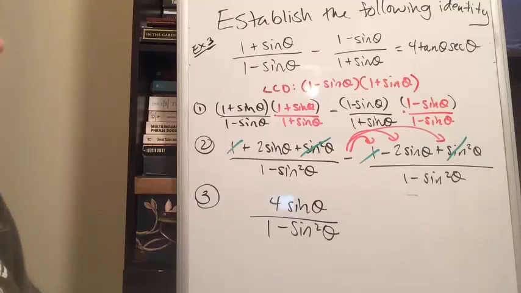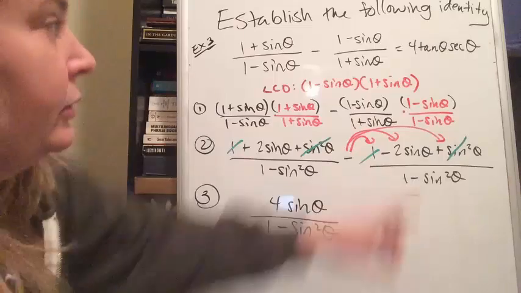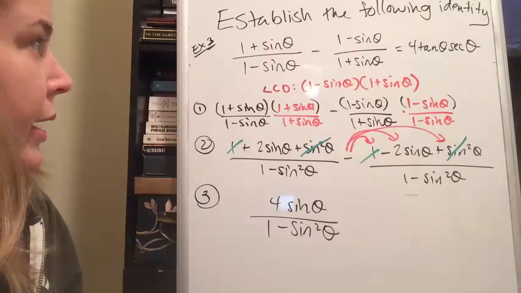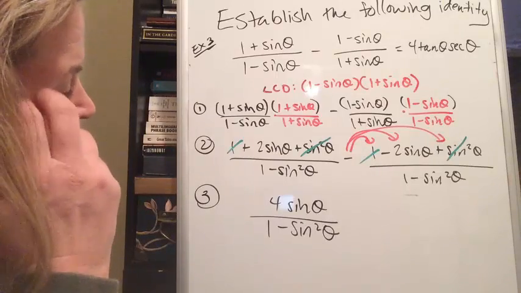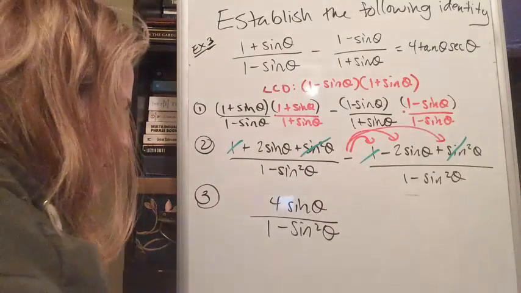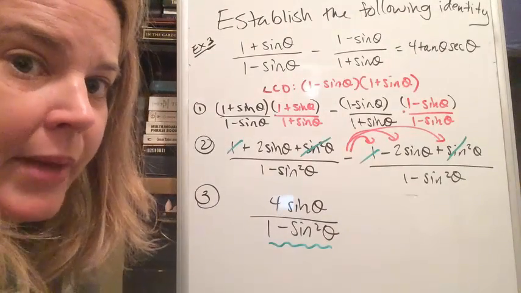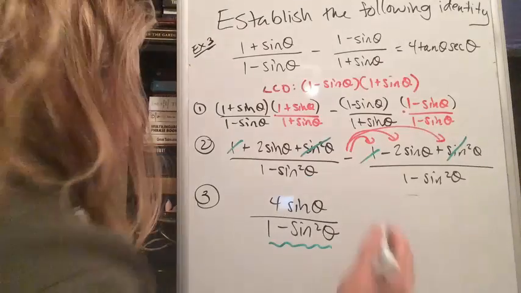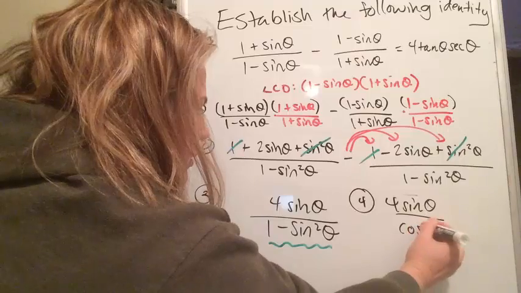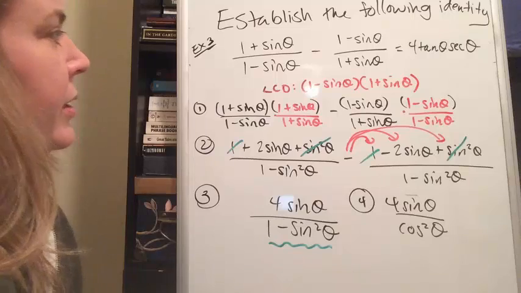All right, what am I trying to prove? Always keep looking back up to see what you are trying to get to. And we're trying to get to 4 tangent theta secant theta. Okay, tangent is sine over cosine, and secant is 1 over cosine. Oh, how about this identity? 1 minus sine squared is the same as cosine squared. So let's replace that, see if that helps. And I think we're going to be there.